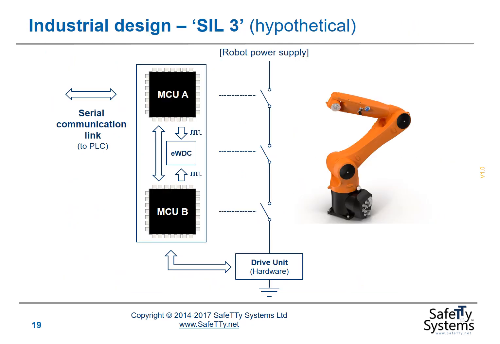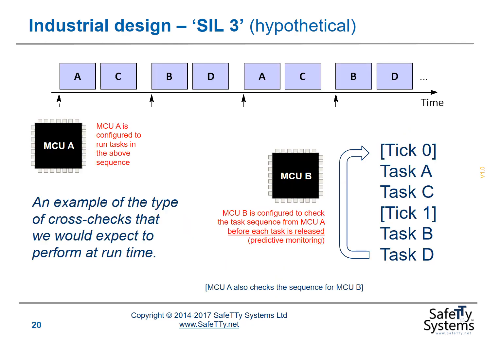Microcontroller design, just to remind you, we have two microcontrollers working together. These two microcontrollers are synchronized. Microcontroller A might be configured to run the tasks in the sequence that we've looked at several times in this video. So this is what microcontroller A is supposed to do. Microcontroller B is configured to check the task sequence from microcontroller A. But it does this before each task is released.